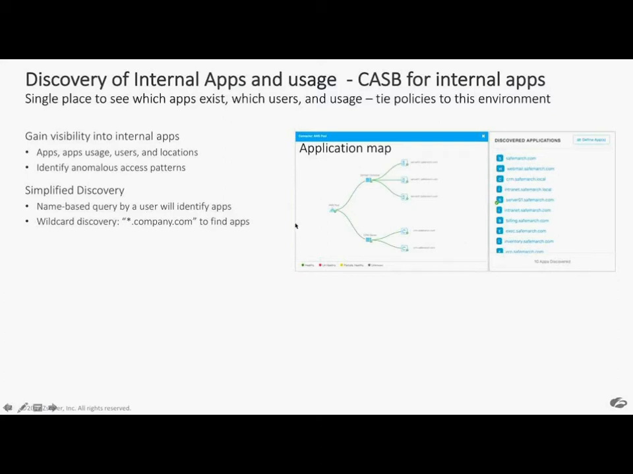So in this example here, we've put in a wildcard discovery. We've said all of our internal DNS suffix is company.com.